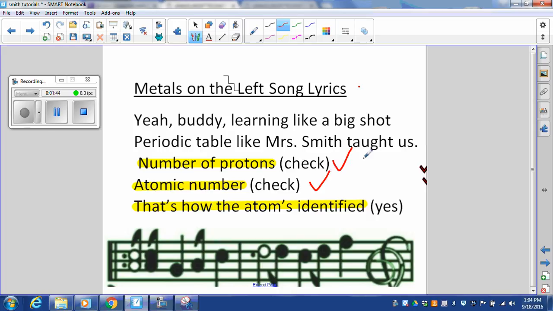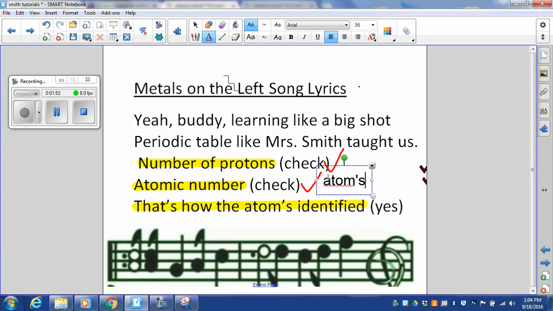Okay, so we know that protons is the atomic number. Sometimes I'll call that the atom's number. Same thing. That's how the atom is identified.